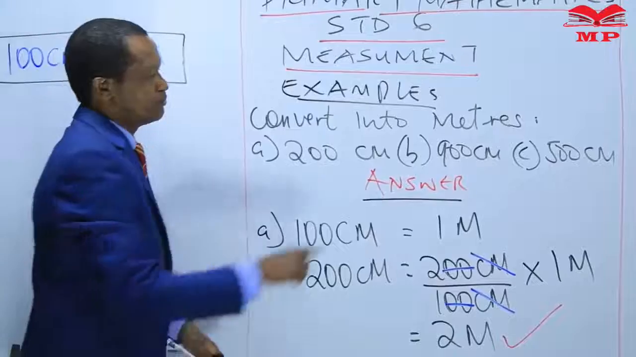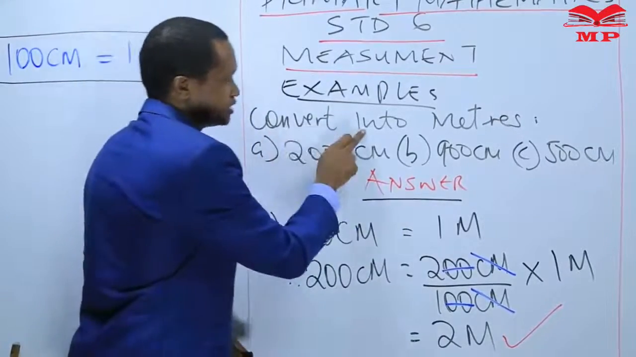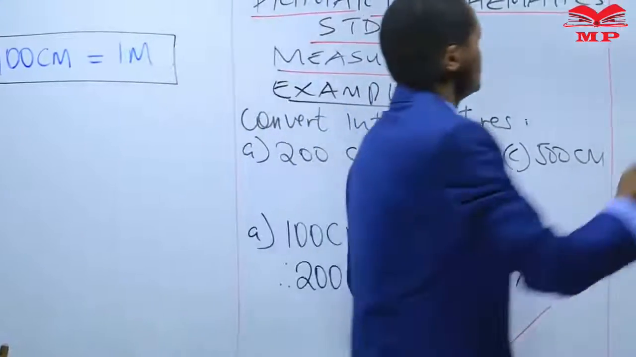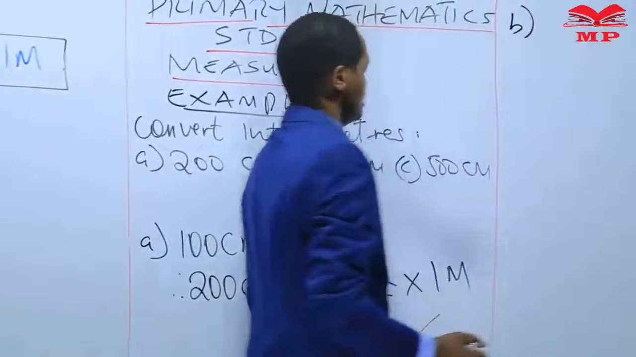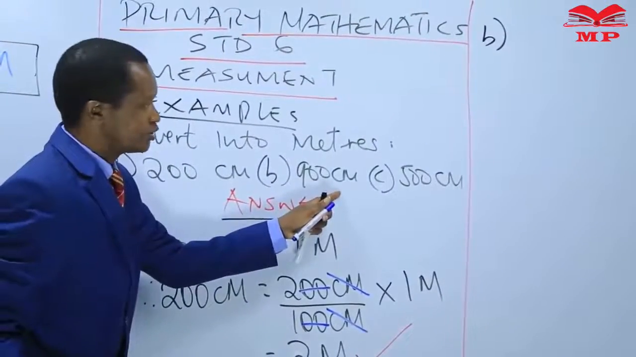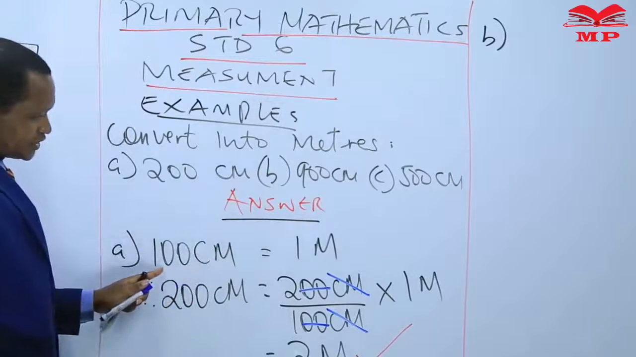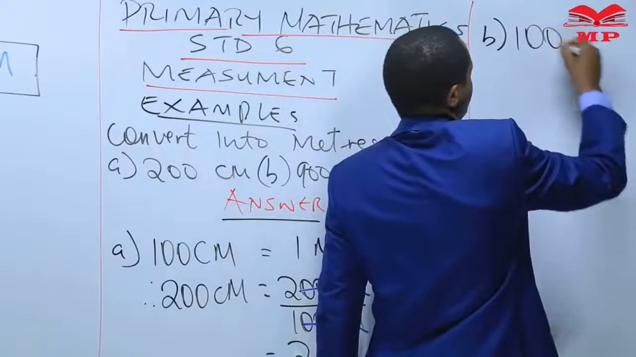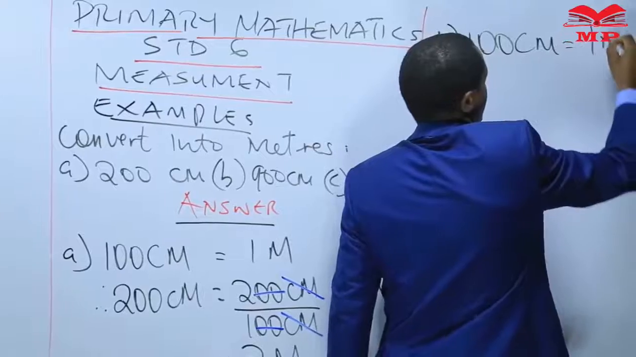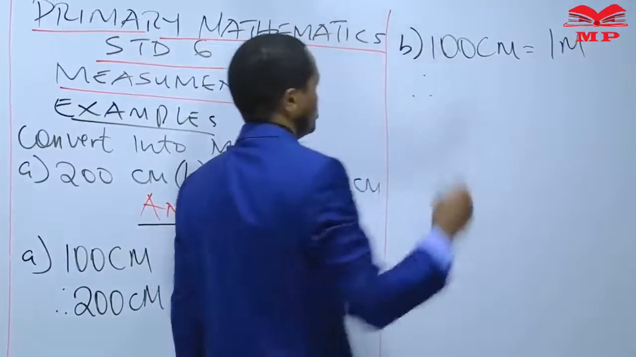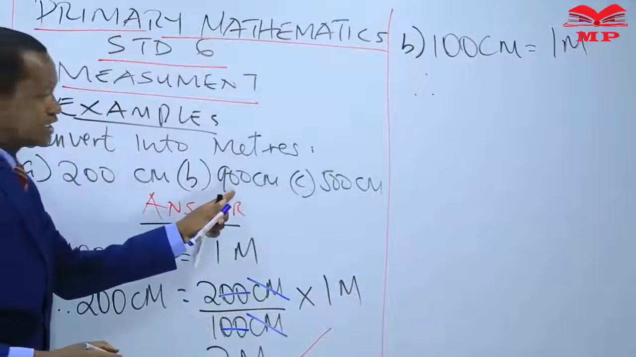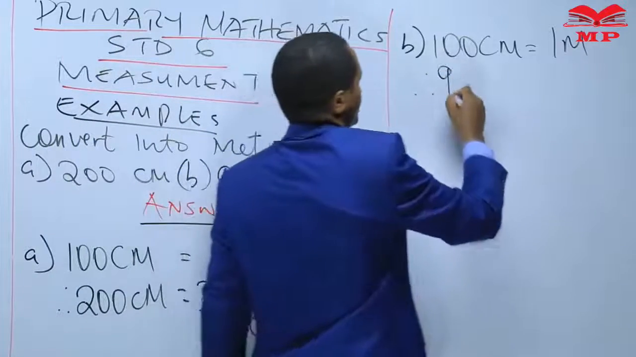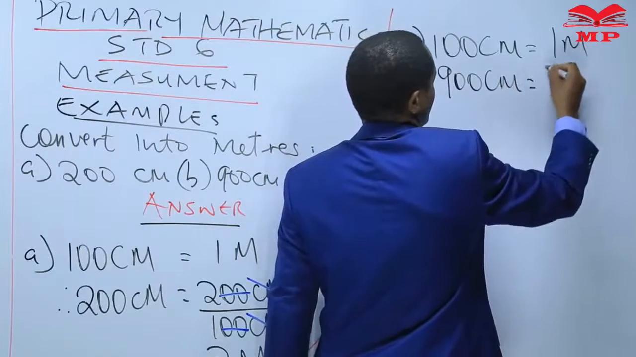Then let us answer part B. Convert 900 centimeters into meters. We write this first, very important statement: 100 centimeters is equal to 1 meter. Therefore, 900 centimeters will be equal to how many meters?